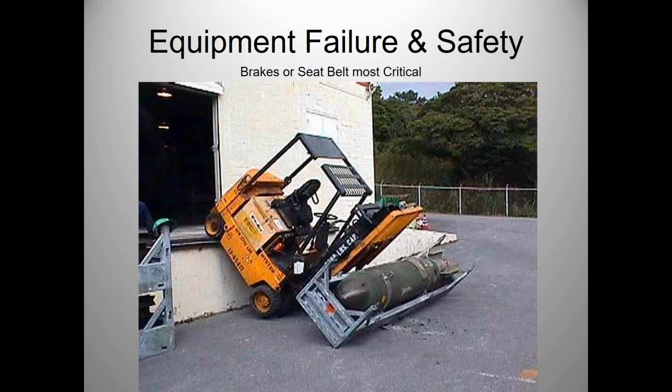But look at this slide here. So we have a forklift that drives off the edge of a dock, and it's got a bomb on the forklift. So again, here I asked, what was the most critical component here? Was it the brakes or the seatbelt? Maybe we don't know that the brakes failed, but brakes would have been real important to stop this before it went over the edge of the dike or the edge of the dock.